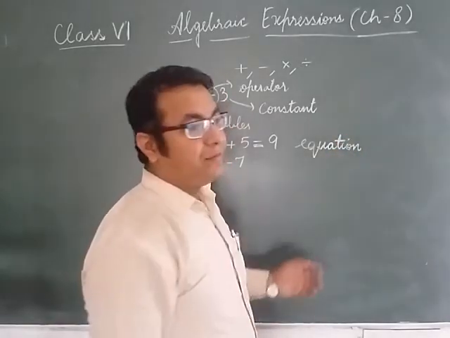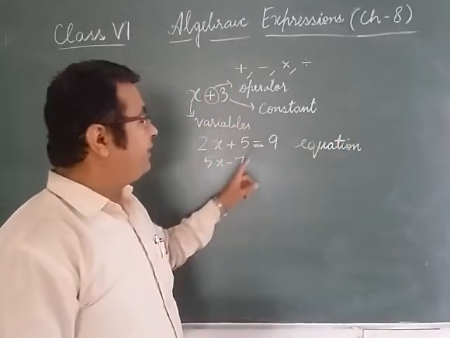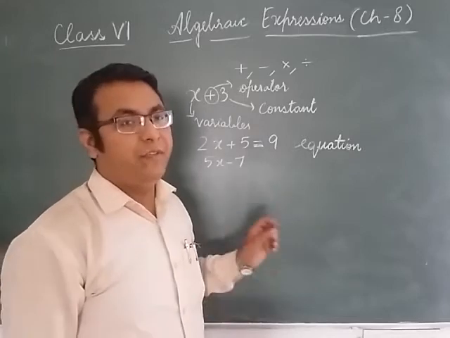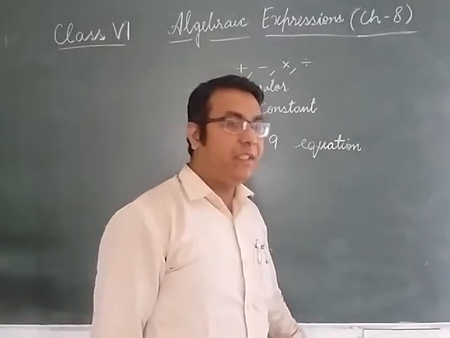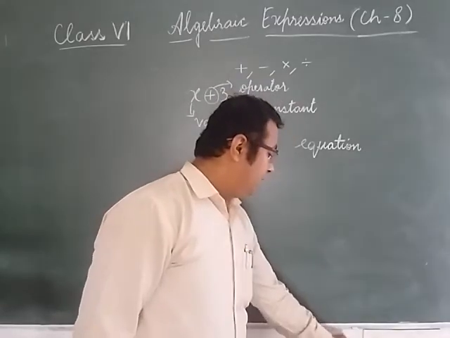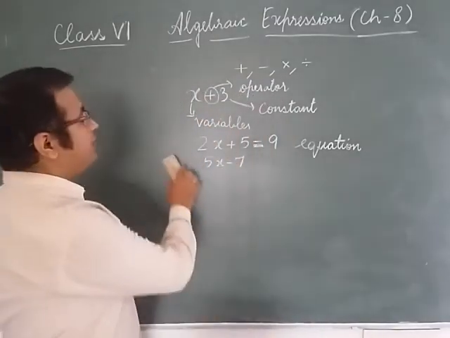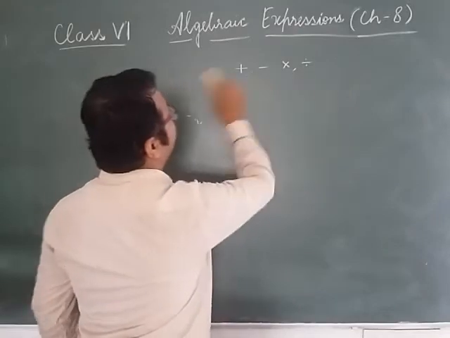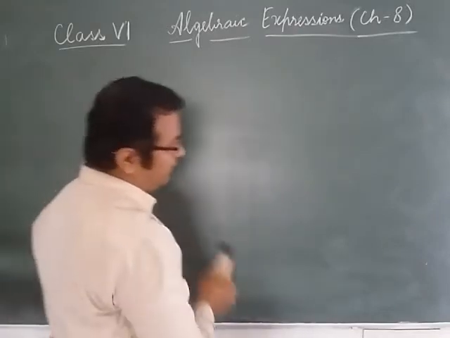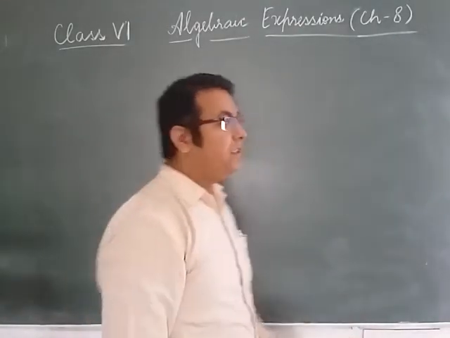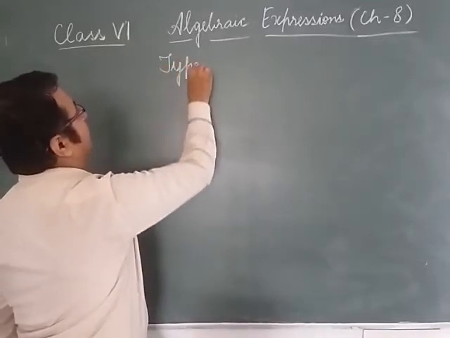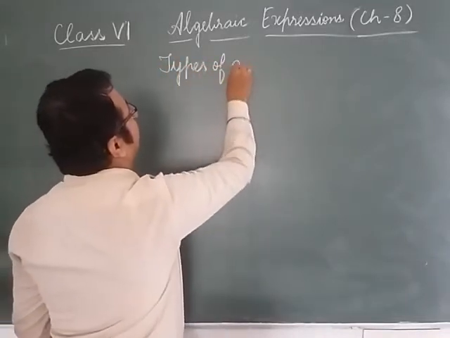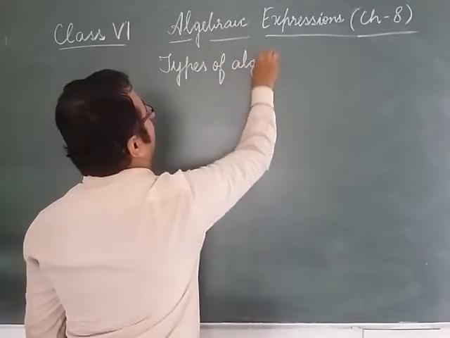So an expression becomes an equation if we have an equal to sign in between. Okay. This is the difference between an expression and an equation. Now further, algebraic expressions are divided into types. Let us see the types one by one. Types of algebraic expressions.